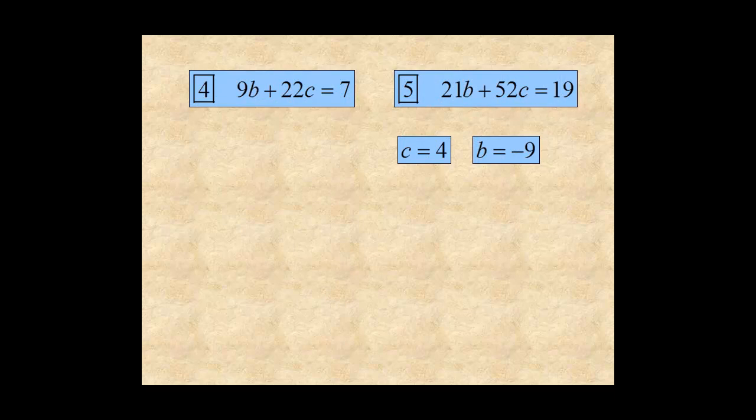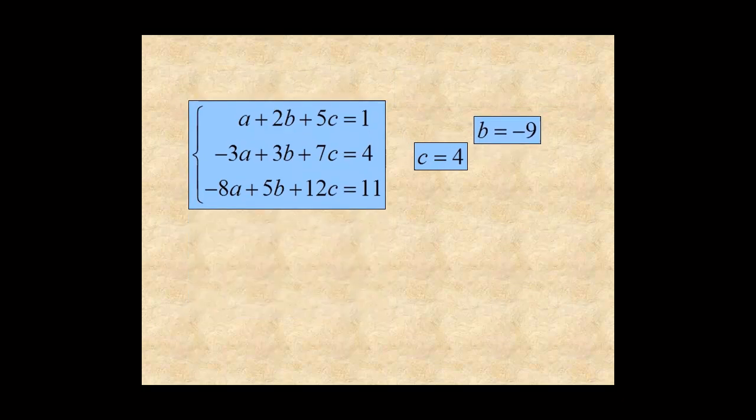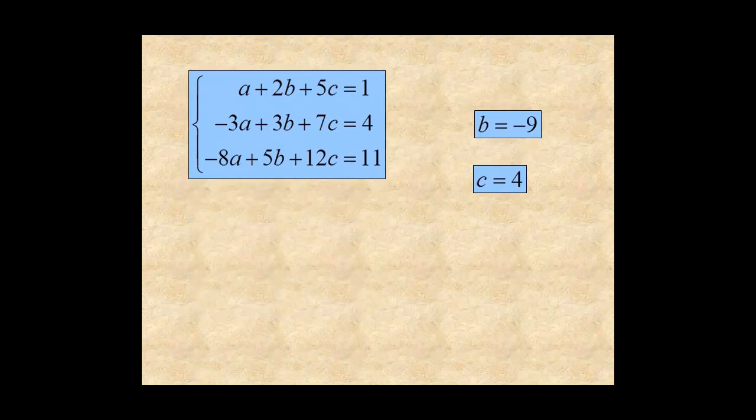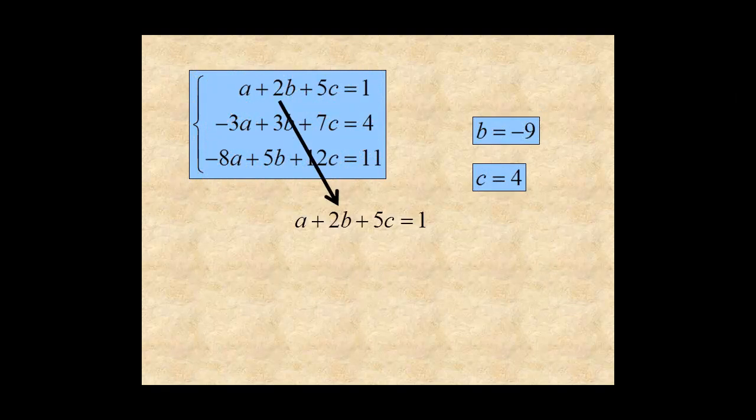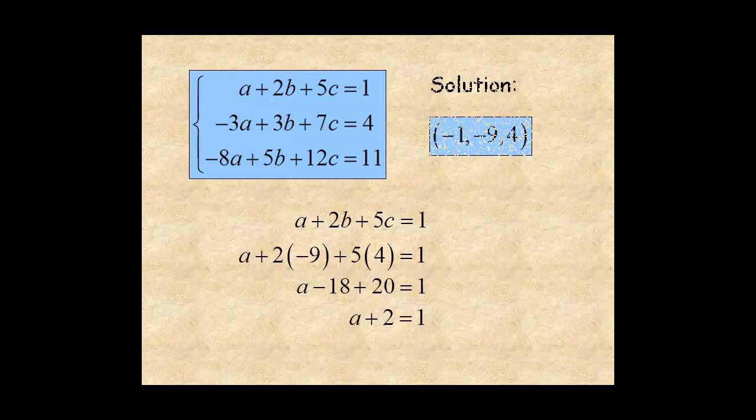Now that you have found the values of b and c, go back to the original equations to find the value of a. Use the first equation. Substitute b equals negative 9 and c equals 4, which gives a minus 18 plus 20, which is a plus 2. And subtracting 2 from both sides, you get a equals negative 1. And now you have a complete solution to the system.